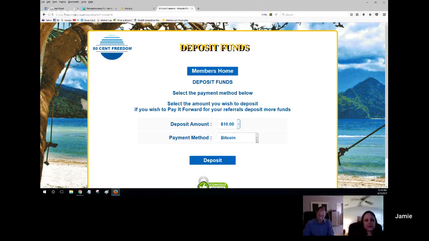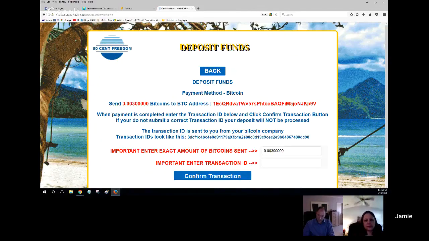That's all right. So Bitcoin right here, Bitcoin, Perfect Money, Solid Trust. Everyone's using Bitcoin, of course. Just follow the directions. You can copy and paste the wallet address and the exact amount. Once you send it, you copy your transaction ID, not this one, yours, that's generated from the purchase, into this field. You press confirm, and then it goes into a pending state in your back office.